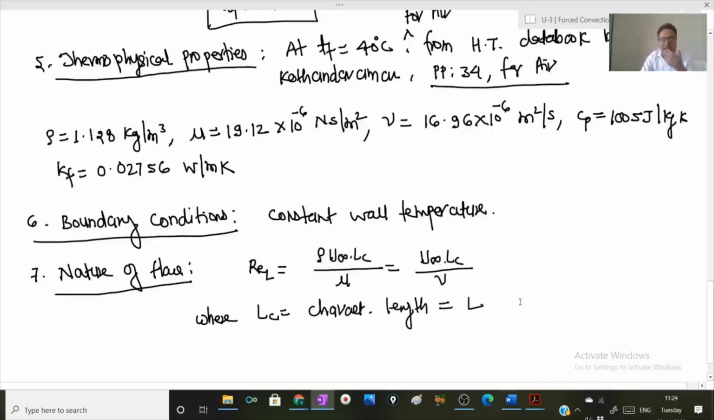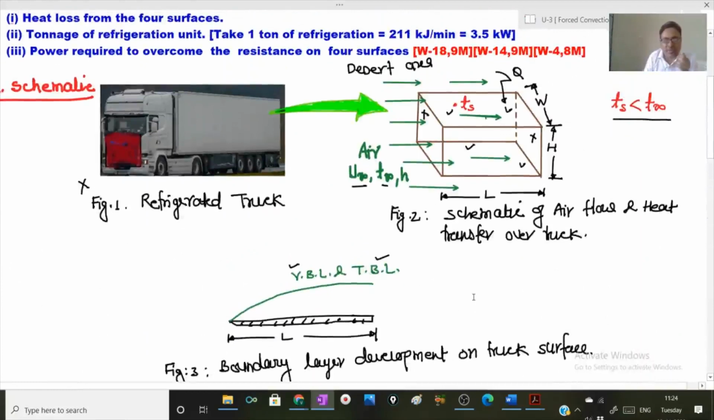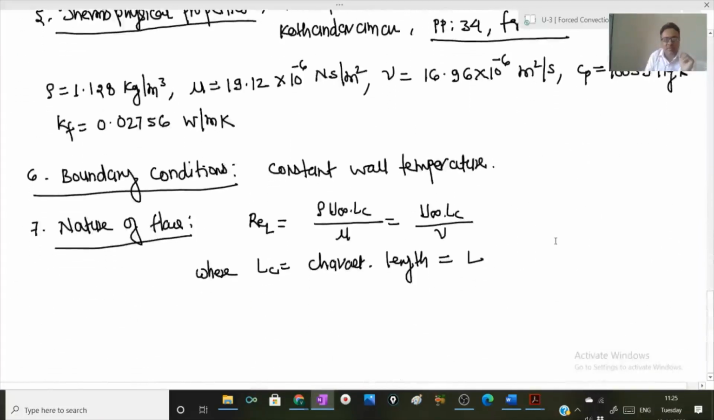So why am I taking L? Let us get back to the schematic. As you can see here, the airflow is taking place over the truck surface along the length of the truck body. So characteristic length will be L here. So LC will be L. Therefore, I can now calculate the Reynolds number.